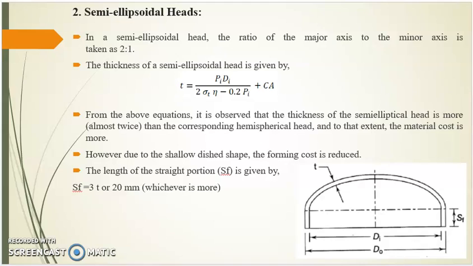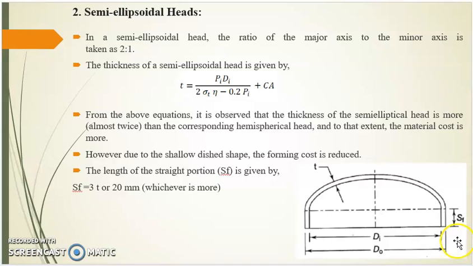From the above equation, it is observed that the thickness of the semi-elliptical head is more, almost twice, than the corresponding hemispherical head, and to that extent the material cost is more. However, due to the shallow dished shape, the forming cost is reduced. The length of the straight portion SF is given by SF = 3 times thickness or 20 mm, whichever is more. This is the semi-ellipsoidal head.